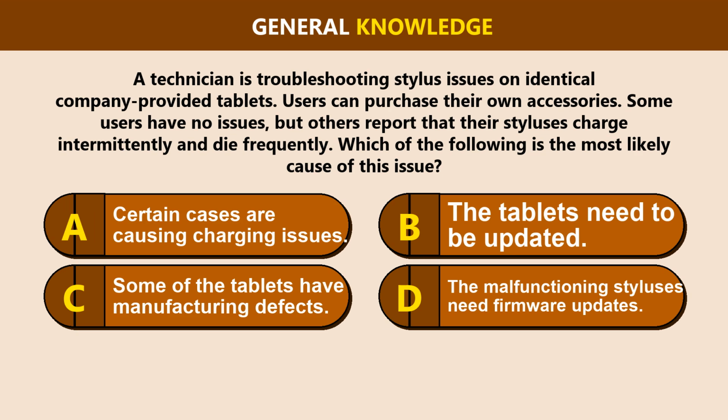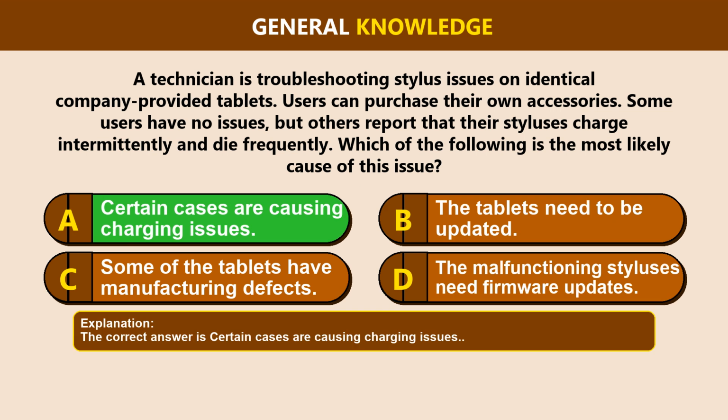Question 43. A technician is troubleshooting stylus issues on identical company-provided tablets. Users can purchase their own accessories. Some users have no issues, but others report that their styluses charge intermittently and die frequently. Which of the following is the most likely cause of this issue? Option A, certain cases are causing charging issues. Option B, the tablets need to be updated. Option C, some of the tablets have manufacturing defects. Option D, the malfunctioning styluses need firmware updates. The correct answer is option A, certain cases are causing charging issues.